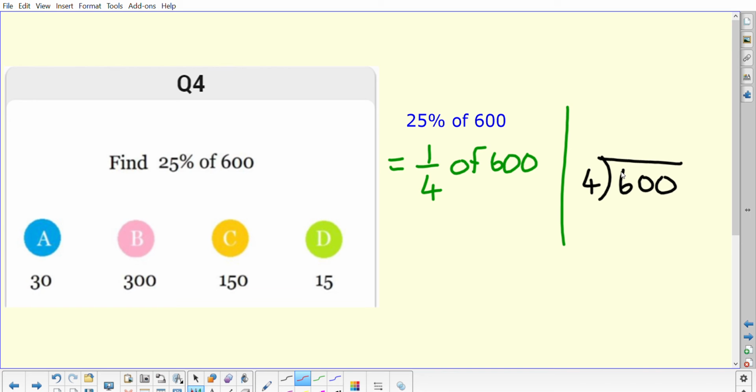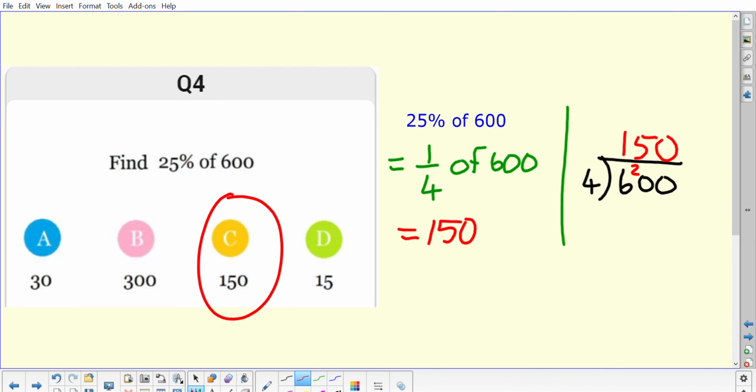So 4 goes into 6 once, remainder 2. 4 into 20 is 5. And 4 into 0 is 0. So your answer here should have been 150. It should have been answer C.